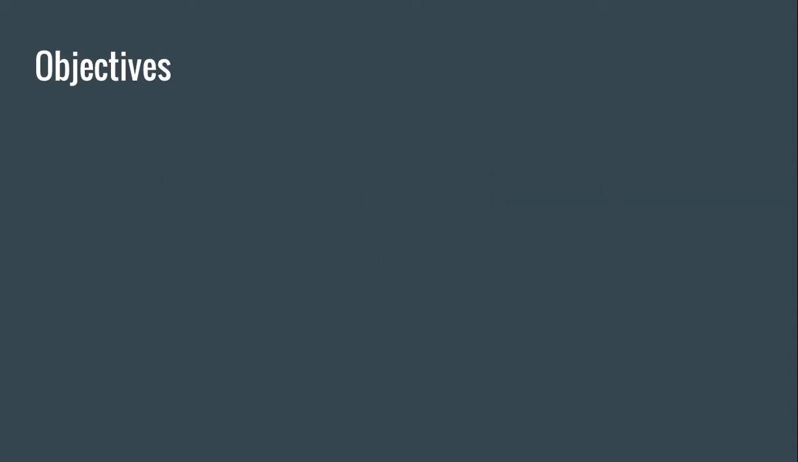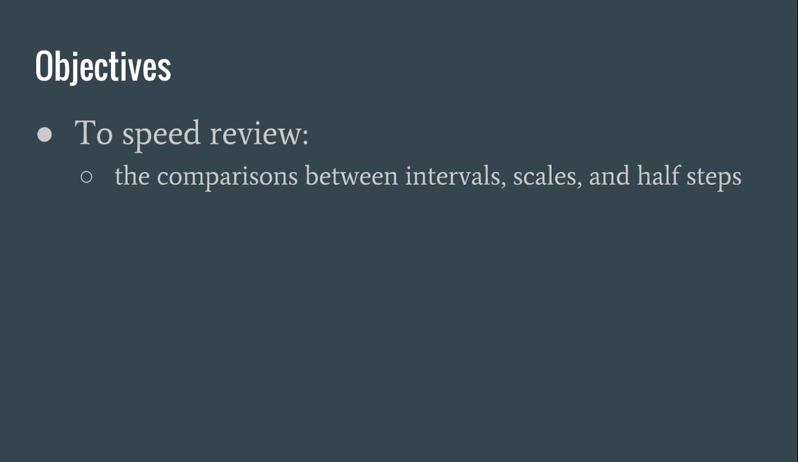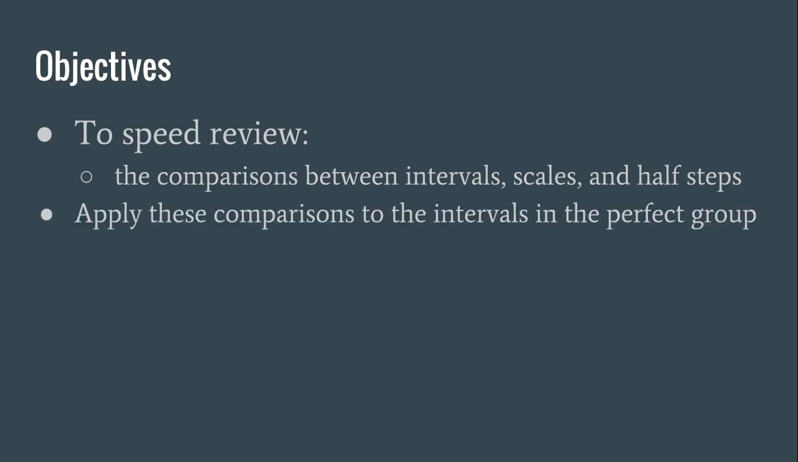So here we go. Our objectives are to speed review the comparisons between intervals, scales, and half steps, and then to apply these comparisons only to the intervals that were in the perfect interval group. So that'd be firsts, fourths, fifths, and eighths.